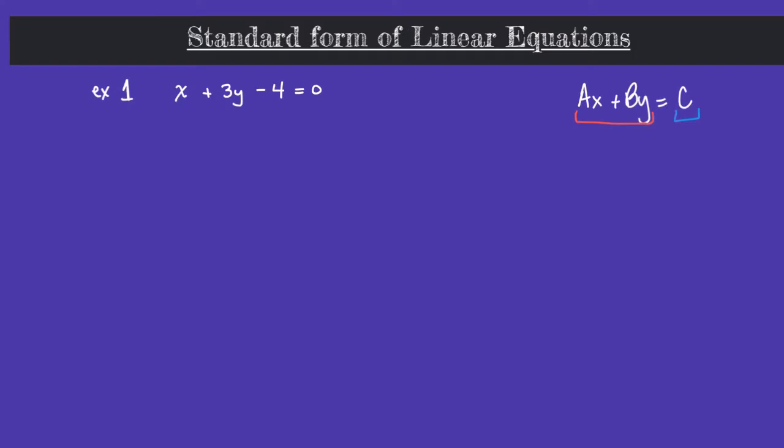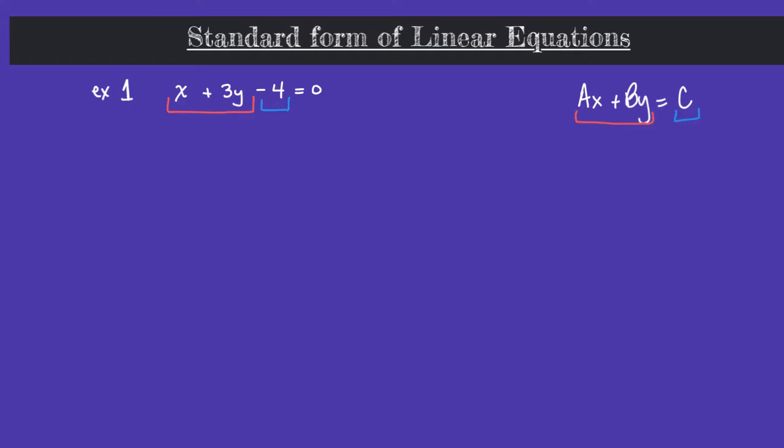Now let's go ahead and look at what we have here. In this case, we have everything on one side of the equation. So our variable terms are x and 3y, and our constant is negative 4. And so we want to get our constant on its own, so we need to get that to the right-hand side of our equation. And how are we going to do that?